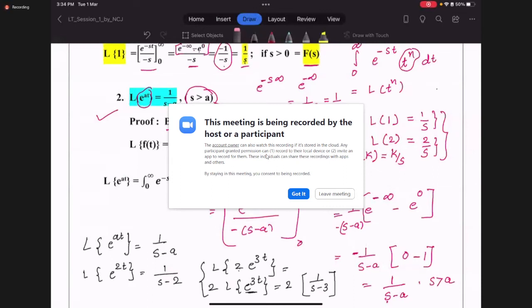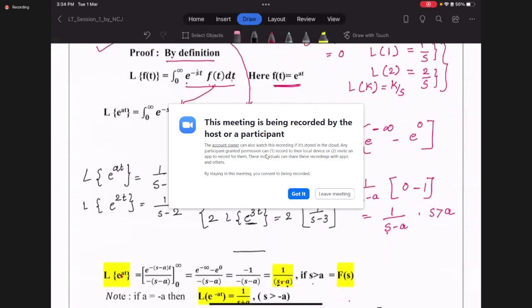But if I ask you what is Laplace of e raised to minus 2t, what will be the answer? 1 by s plus 2. Okay, then what will be the formula for Laplace of e raised to minus at? 1 by s plus a. Yes, so no need to tell, you know this.